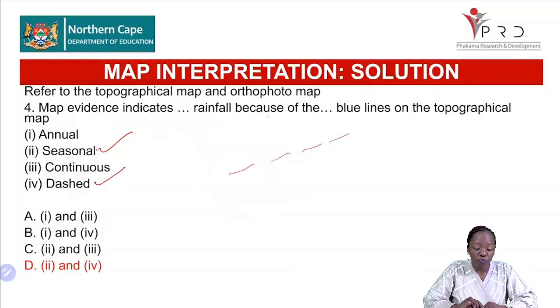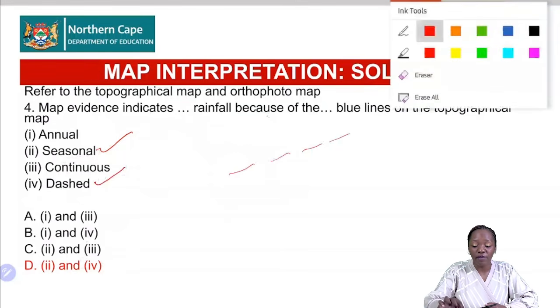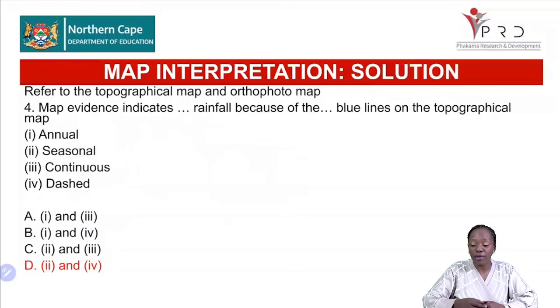And also looking there in our combination, you compare it vis-a-vis the map, you can confirm that in the map there are a lot of broken blue lines. So therefore those broken blue lines indicate that this is seasonal rainfall.